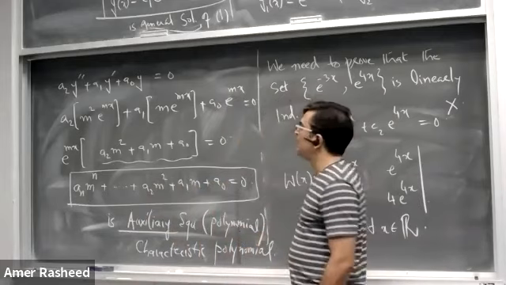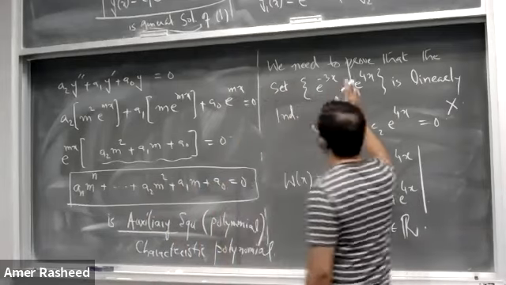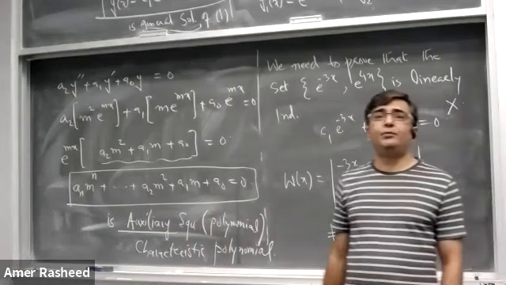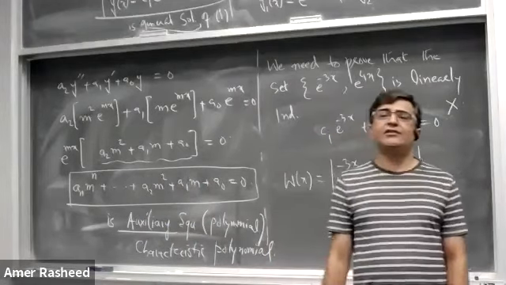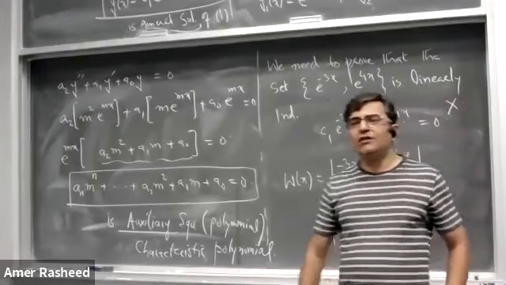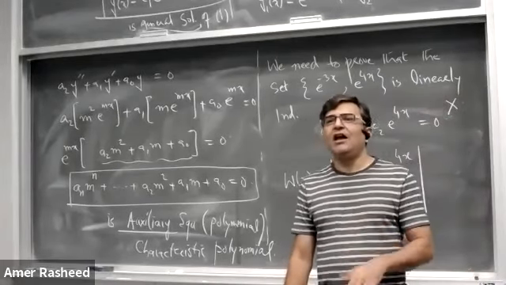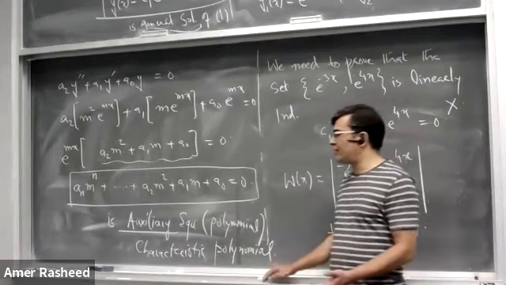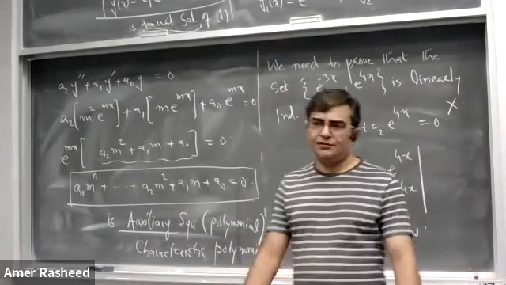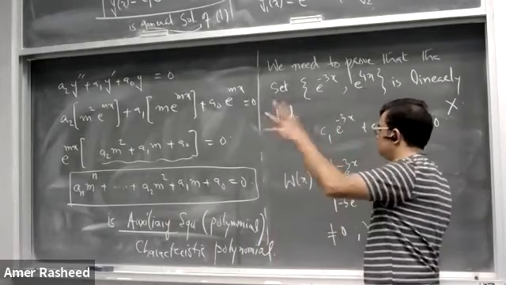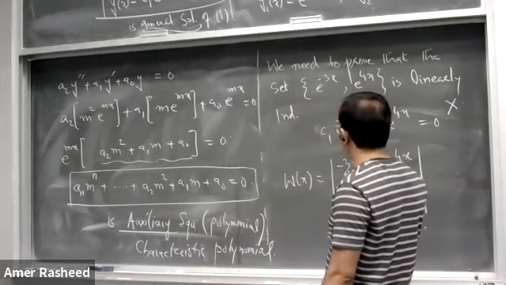I told you that if you have a second order differential equation, its general solution must contain what? 2 parameters. If a differential equation is of order n, then it will have an n parameter family of solutions. Okay? That is also connected here.